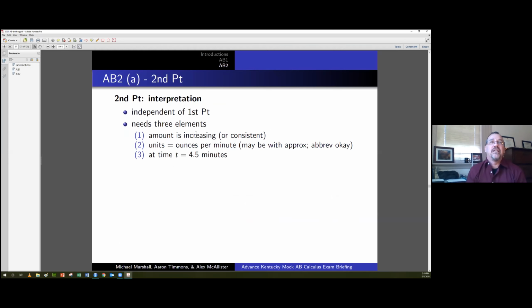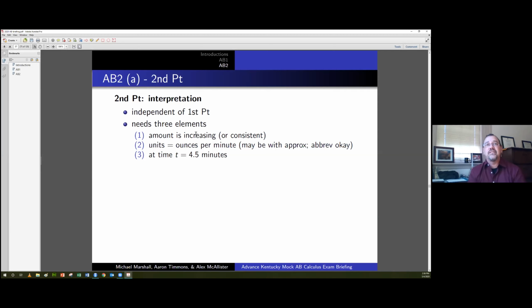Okay, so the interpretation point. This is independent of the first point. Students can earn the second point without the first. So we'll need to see three elements. We'll need to see some statement that the amount is increasing, and I've got "or consistent." It's possible that we'll see some kind of arithmetic mistake where they get a negative for C prime, in which case we want to see decreasing. But most of the time we'll expect to see increasing.